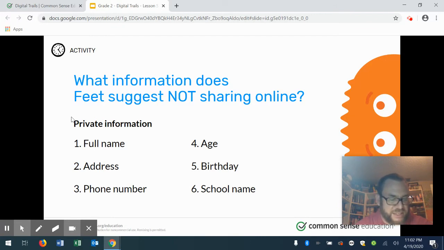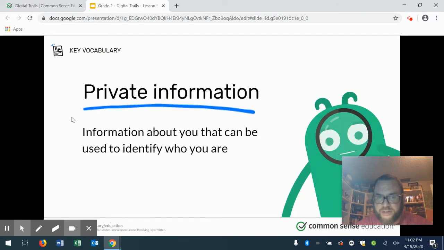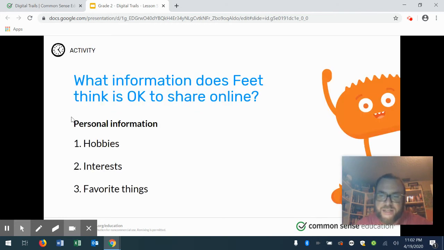But Feet did say that he thinks personal information is okay to share. So Feet suggests we shouldn't share our full name, our address, our phone number, our age, our birthday, our school name. These things are private information, right? Information about you that can be used to identify who you are. And we don't want strangers to do that. He does think it's okay to share personal information, things like your hobbies, your interests, your favorite things. Okay. So those are different, personal versus private. That's the big takeaway from that video, right?